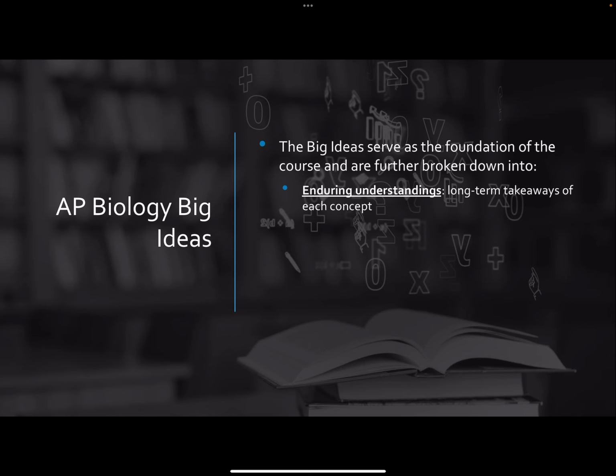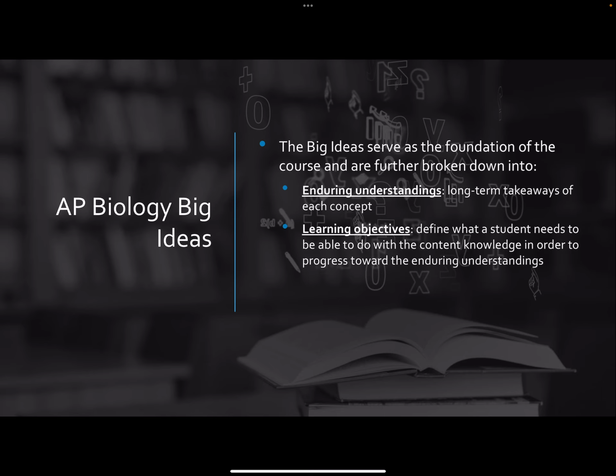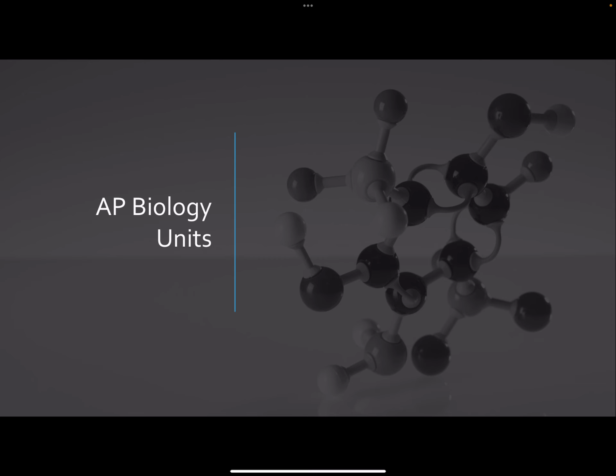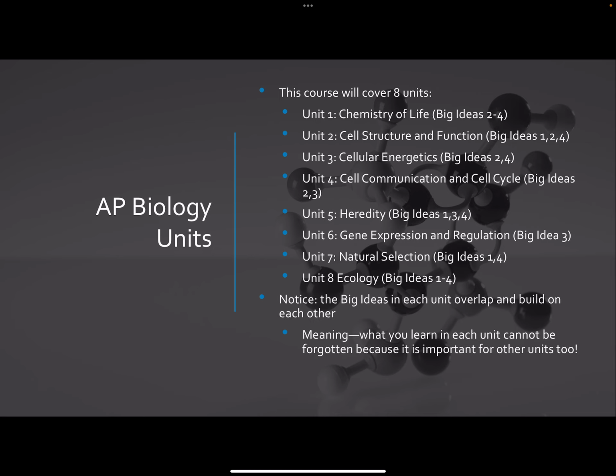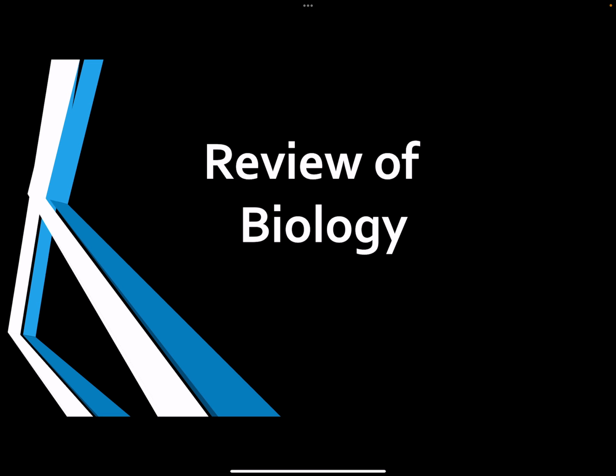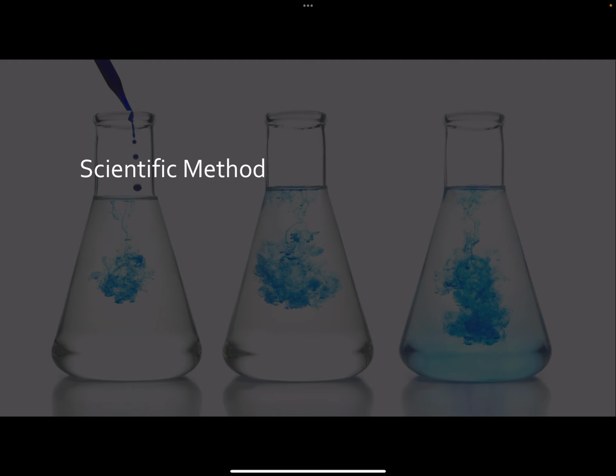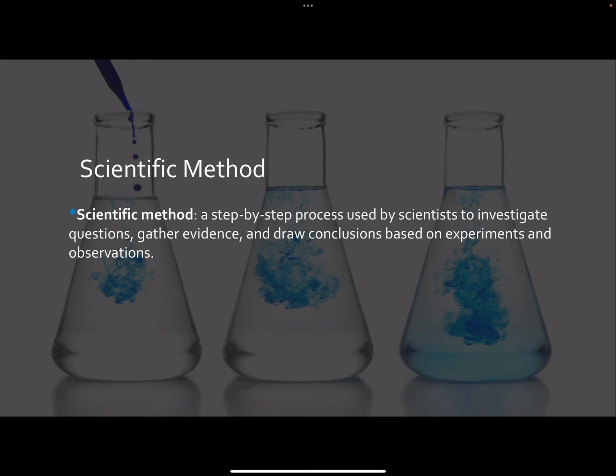The content of AP Biology will be broken down into these four big ideas. You're going to want to know these four big ideas, as they are broken down into enduring understandings, the long-term takeaways, learning objectives, and essential knowledge, and these big ideas show up all over AP Biology. You're going to be seeing these big ideas in every single unit, and they may even overlap. So what you learn in each unit cannot be forgotten, because it is important for other units as well.